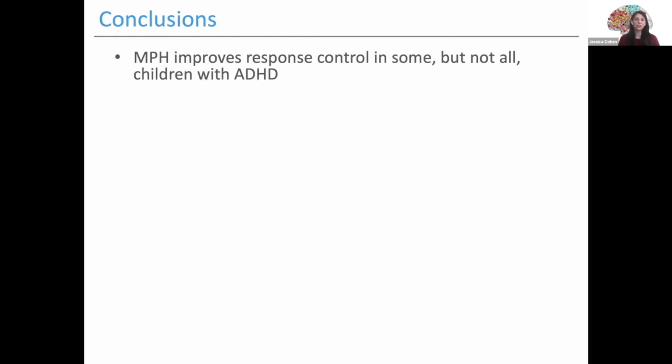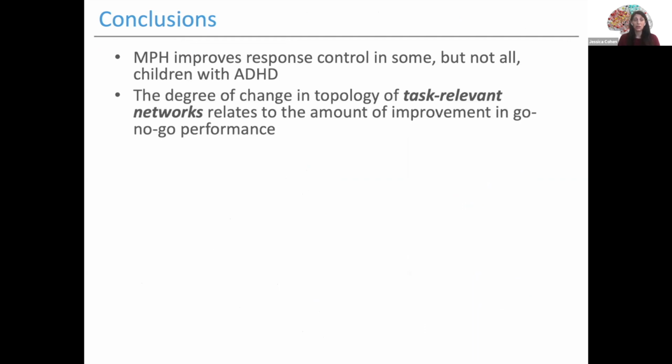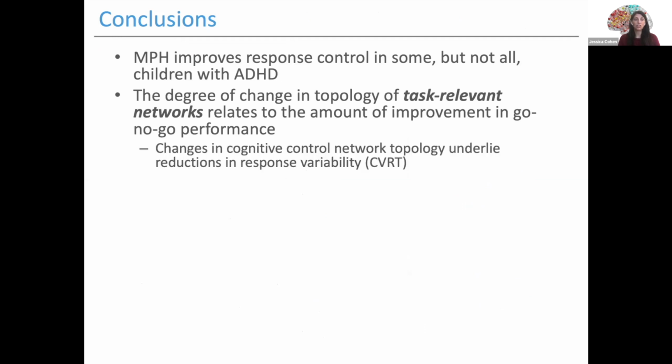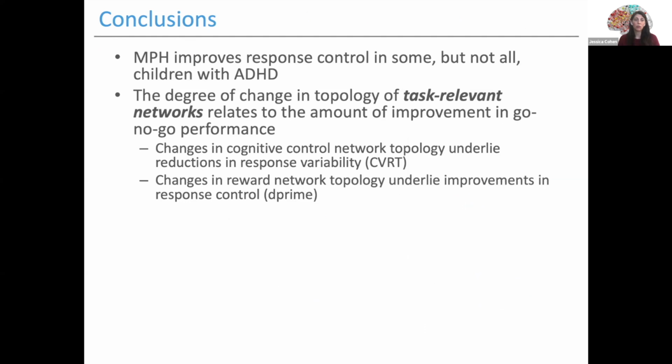So this study demonstrates that methylphenidate improves response control in some, but not all children with ADHD, and that the degree of change in topology of task-relevant networks relates to the amount of improvement in go, no-go performance. The changes in the cognitive control network topology underlie reductions in response variability, or CVRT, and changes in reward network topology underlie improvements in response control, or D prime.